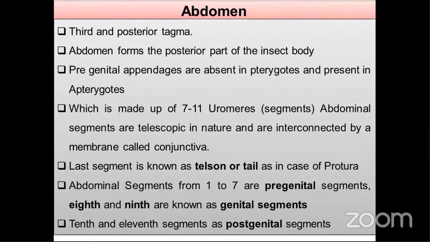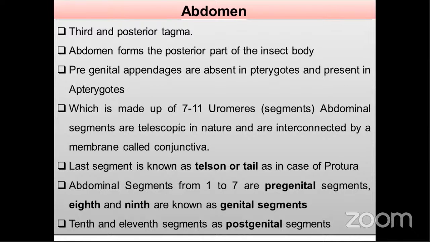The 1st and 2nd segments join with the help of this conjunctiva. The membrane interconnecting the abdominal segments we call the conjunctiva. The last segment, the 11th abdominal segment, we call the telson or tail. The subabdominal segments, from 1 to 7, we call pregenitals.